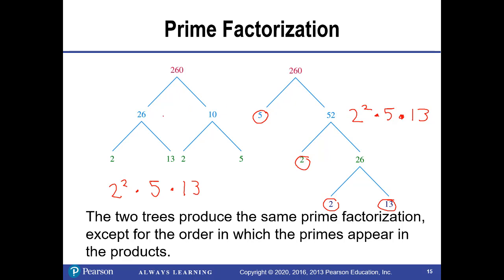So it doesn't matter what factors you start with. Here we did 26 and 10. Here we did 5 and 52. We could have done 130 and 2 and gotten the same thing. We could have done 13 and 20 and gotten the same thing. It doesn't matter what factors we start with. What matters is that we keep working down the tree until we get only prime factors. Once it's prime, we stop. I like to circle it when I get to a prime factor. That way, it's easy not to forget to include one, especially when you have a long list of prime factors.